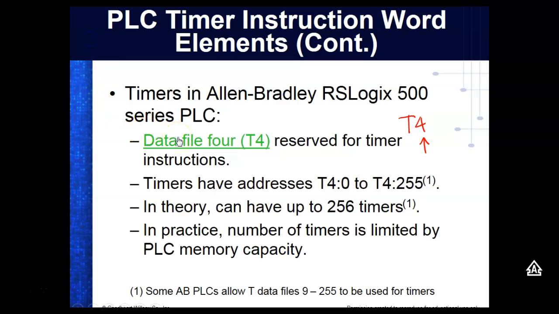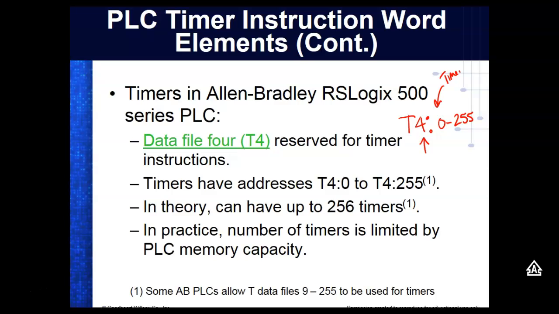So timers are addressed T4:0. We start off with T, then the data file number. By default, we get T4, but we can change that. Then we come over here and put a colon, and then a timer number, and this can be anything from 0 to 255. Right now in my program I use 0, 1, and 2, but I could literally go up to 255. Once I hit 255, if I needed more timers, I'd have to make another data file.